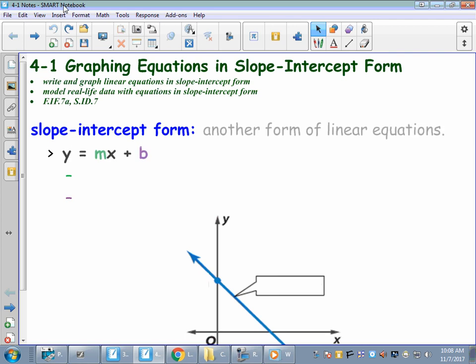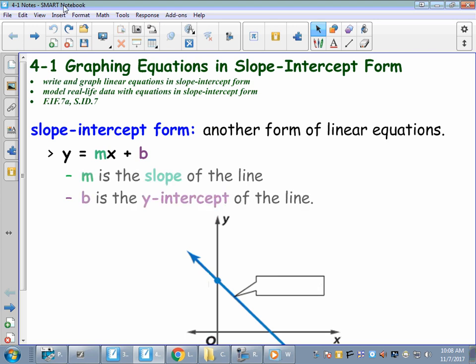So slope-intercept form is just another form of linear equations. Right now we know standard form, and then this is the next form we're going to talk about. So remember we talked about equations are just names of lines. They tell us information about a line. And so the form of this equation is y equals mx plus b.